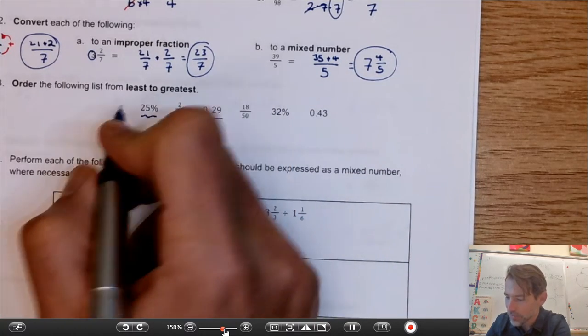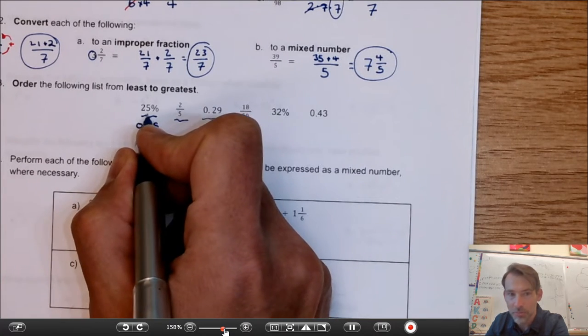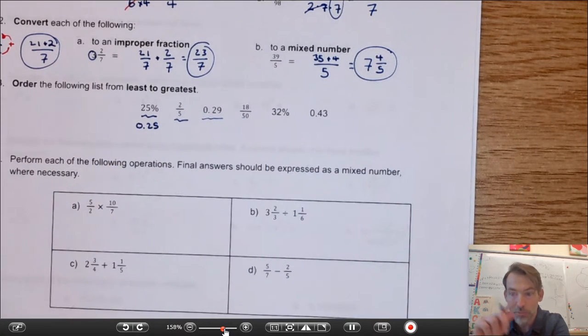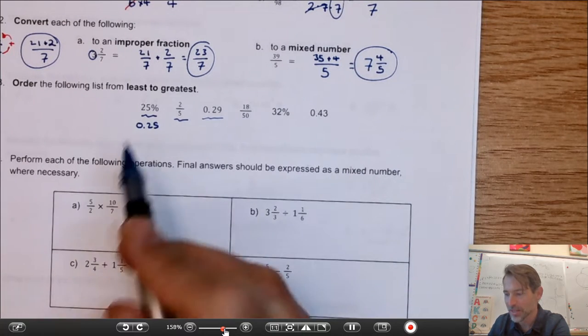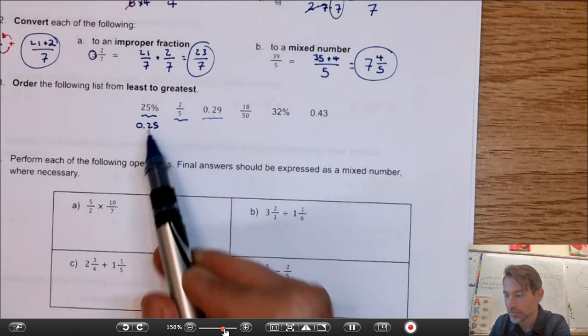let's write 25% as 0.25. To convert a percent to a decimal, you just move the decimal place two places that way, to make it smaller, okay? Because 25% is less than 1. It's less than 100. So this is 25%.